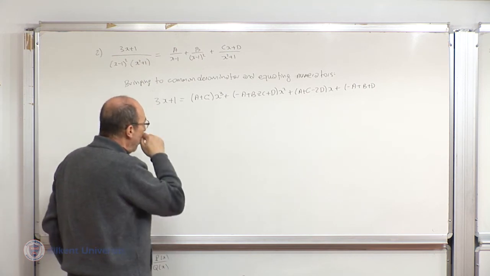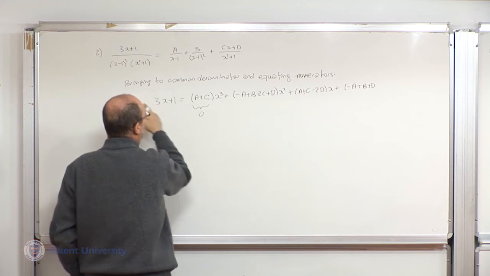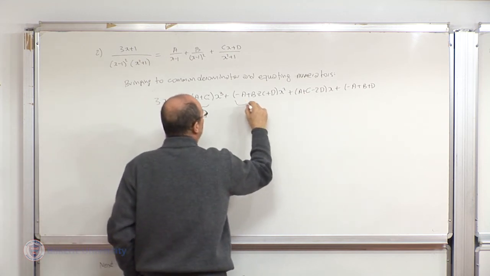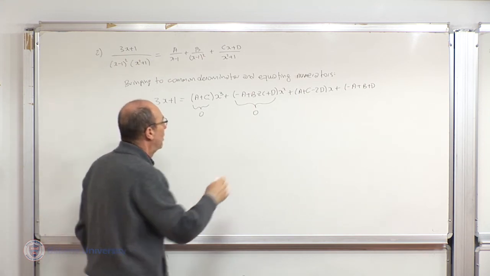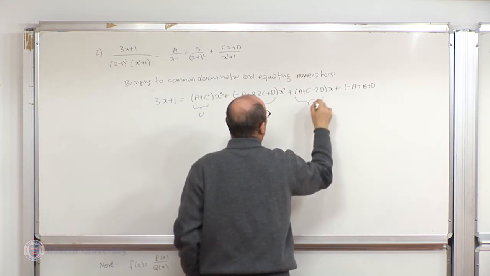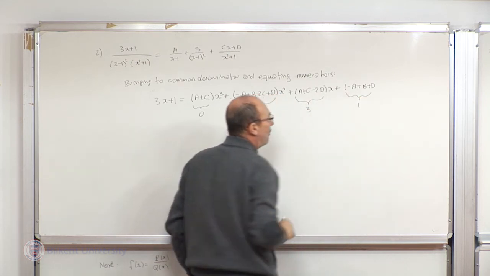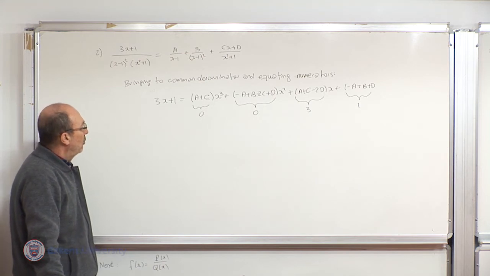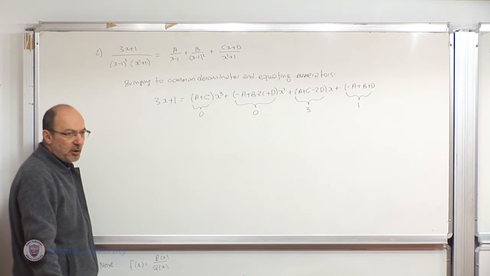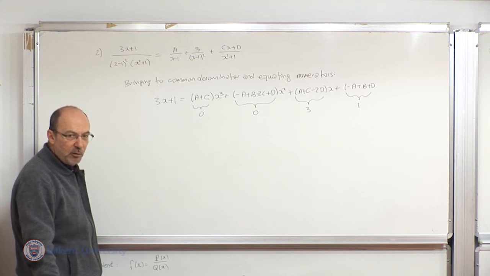Okay, so I know that now this is equal to 0 because there is no x cubed here. This is equal to 0. There is no x squared here. This is equal to 3, and this is equal to 1. Okay, so now we have 4 unknowns in 4 linear equations. The general theory guarantees that this has a unique solution.